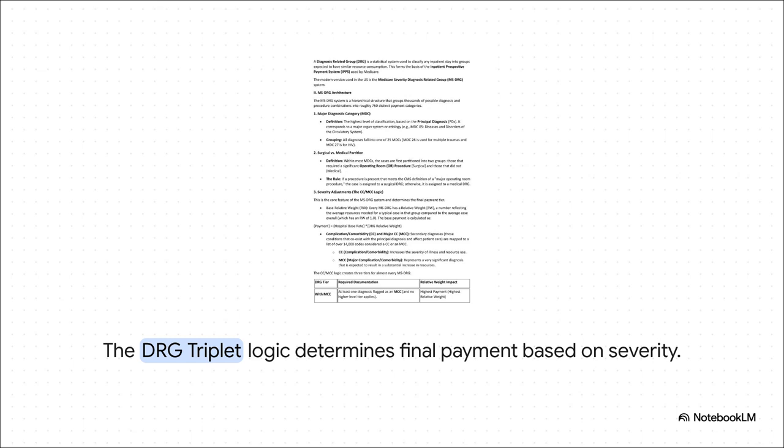If a patient's chart has even just one diagnosis flagged as an MCC, like, say, diabetic ketoacidosis, boom, it pushes the DRG into the absolute highest payment tier. If they only have a CC, it lands in the middle tier. And if they have neither, you guessed it, it drops down to the lowest payment tier.